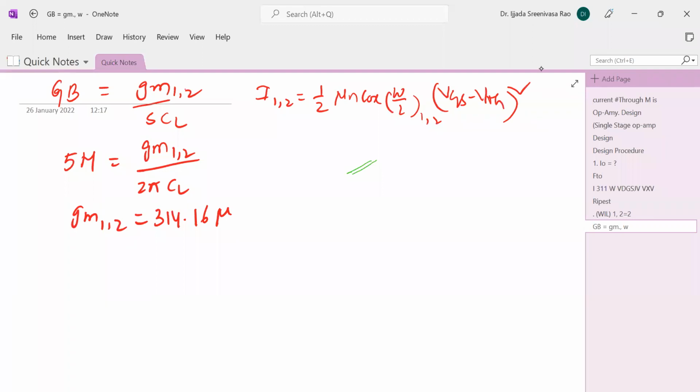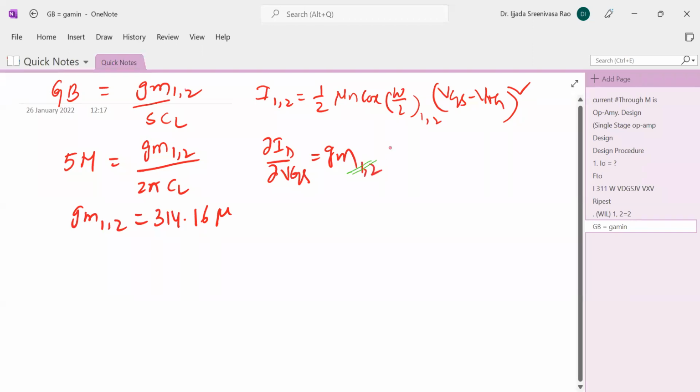Okay. So do one thing, differentiate this with respect to VGS. Then what happened? ∂ID by ∂VGS is equal to gm. So this is about the gm value. So gm1,2 is equal to, after differentiating, what you got? So μn COX W by L into (VGS minus VTH).